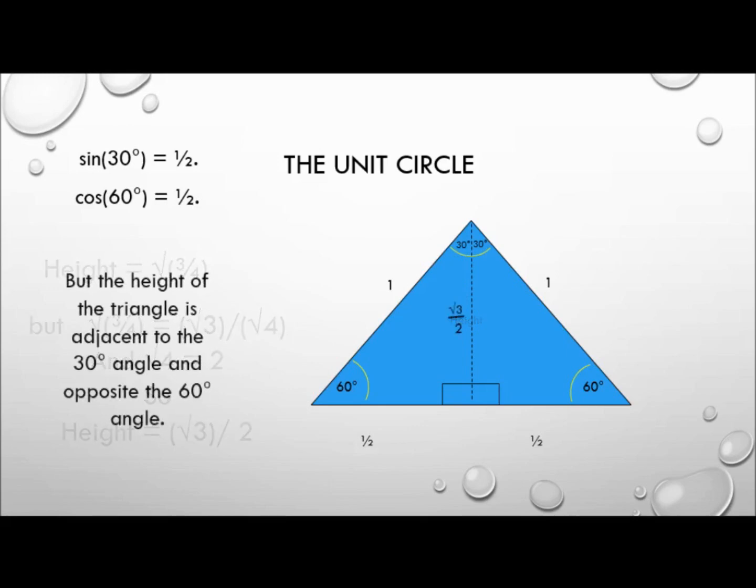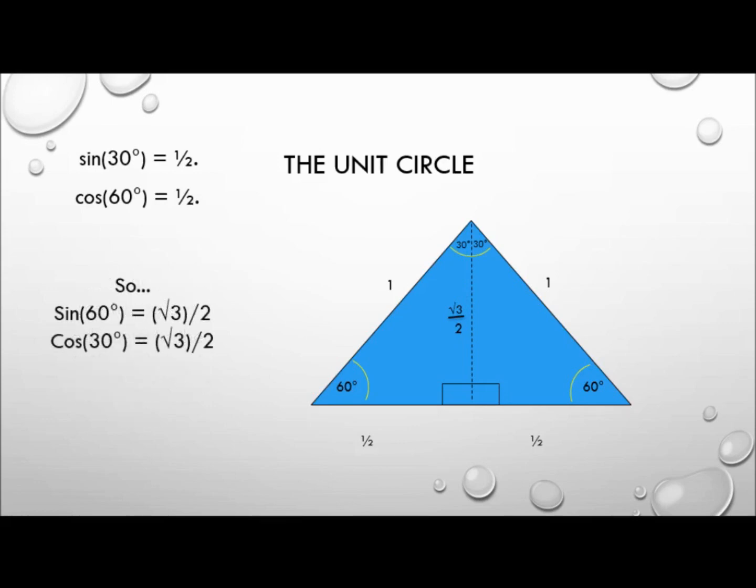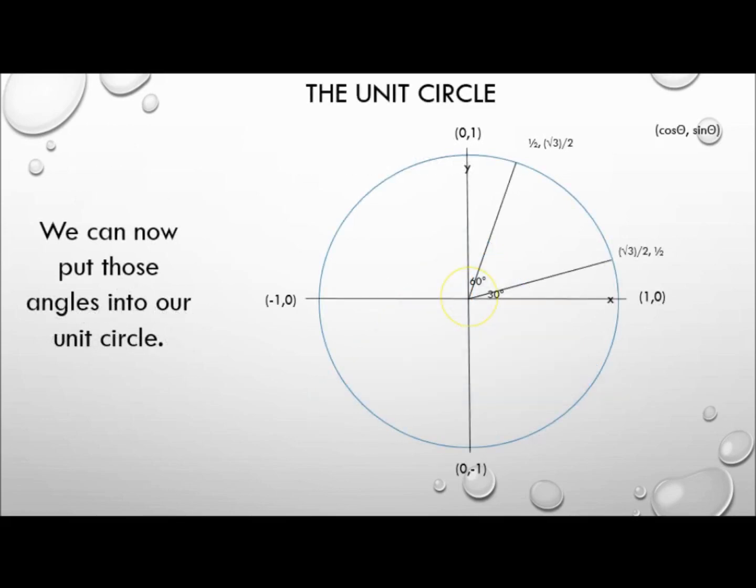But the height of the triangle is adjacent to the 30-degree angle and opposite the 60-degree angle. So the sine of 60 degrees is √3/2, and the cosine of 30 degrees is the same as the sine of 60 degrees, which is √3/2. We can now put those angles into our unit circle.